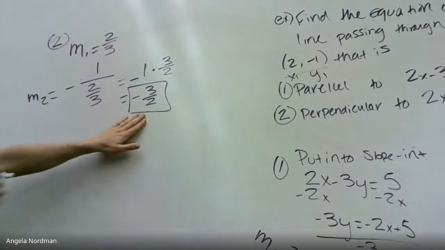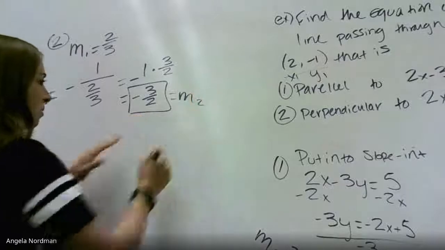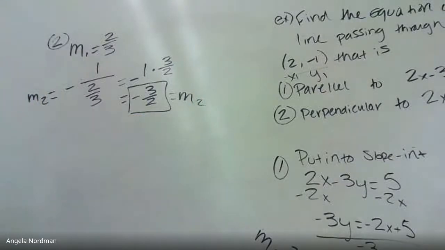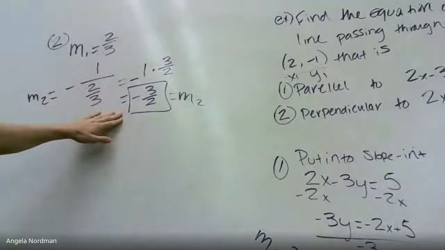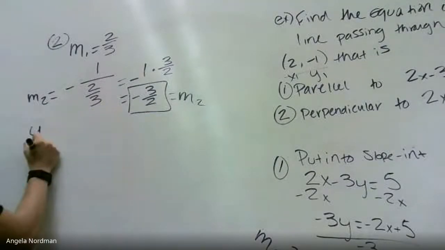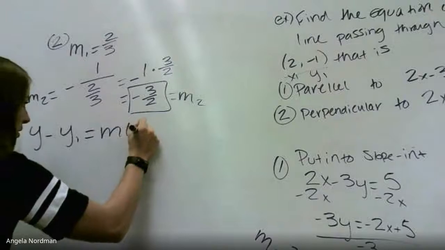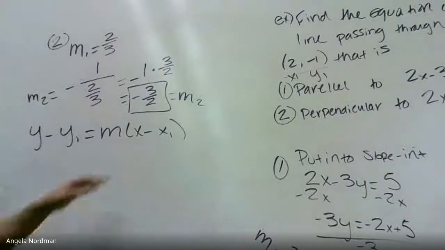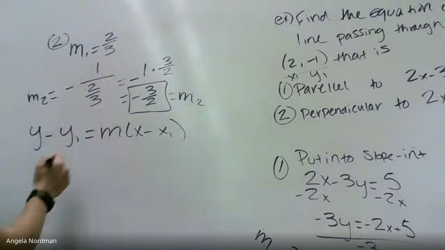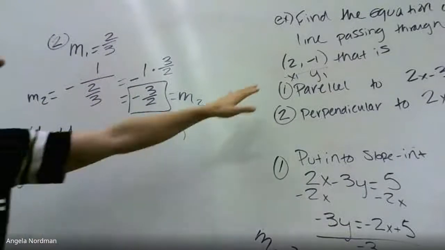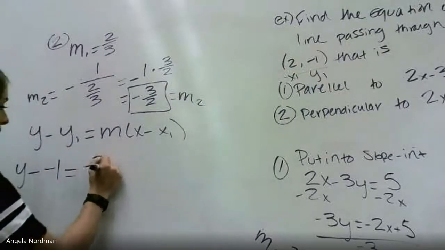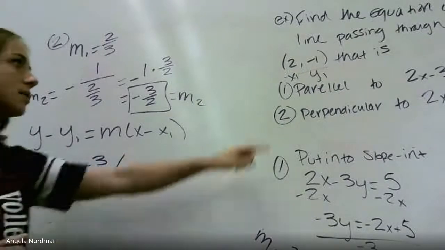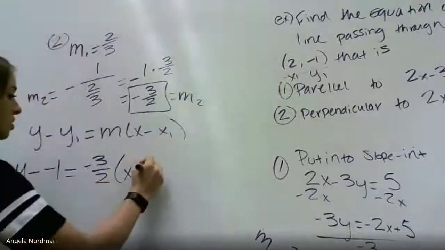So we've got our M2, right? This is my second slope. So now I have to do what I did before. I have my point. If you go back to our original problem, we have a point. Now we have a slope. Let's again use point slope form with our new slope, that same point. So y minus my y1, -1, equals my new slope, -3/2 times x minus x1, which was 2.